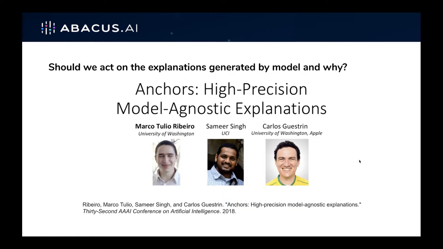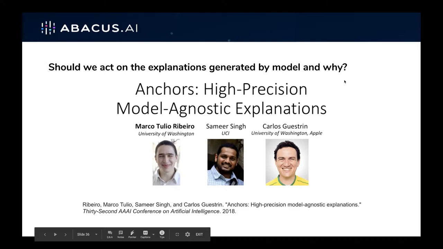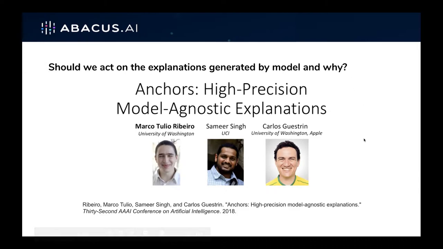So with that, let's start with anchors. Anchors is fairly recent, in the sense that it came after SHAP and LIME, in 2018. The whole and sole question that this paper answers is, should we really act on the explanations generated by the model? And if we should, then why? That line I kept because the paper is really about answering this question.